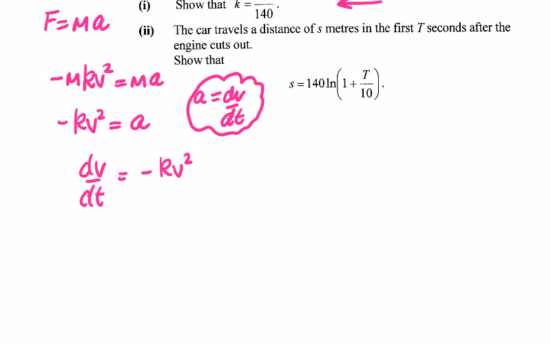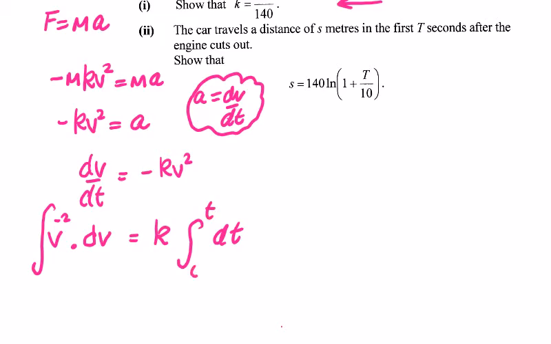So we are going to get dv over v squared, or dv v to the power of minus 2, whatever you choose. It's going to be equal to minus k. That's a constant, and we'll integrate that with respect to t. Put my integral in over here, on my bands then, obviously starting at 0 for t.